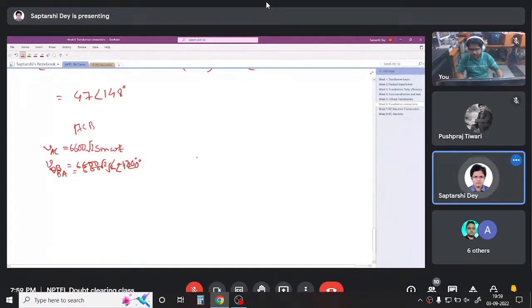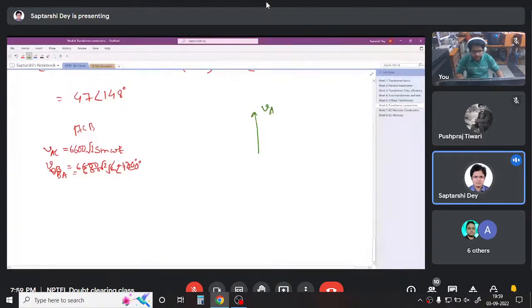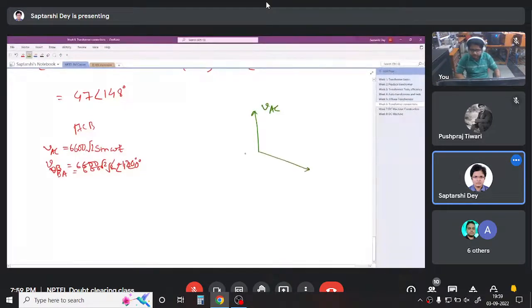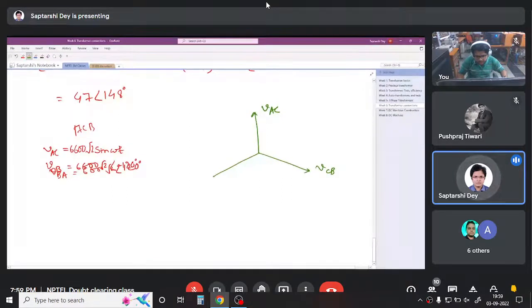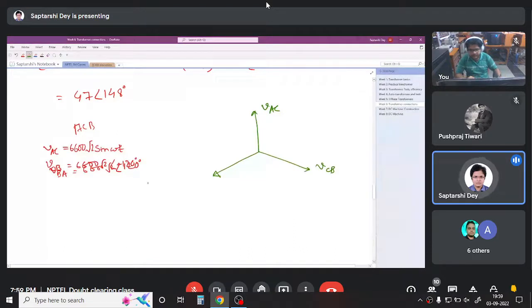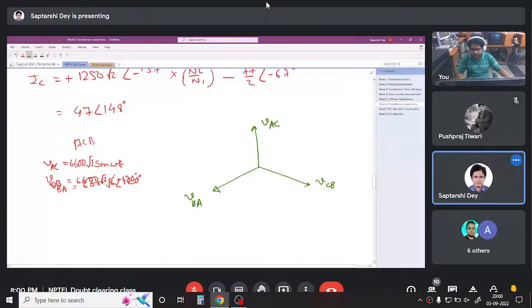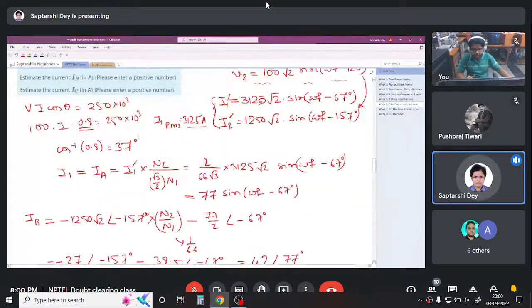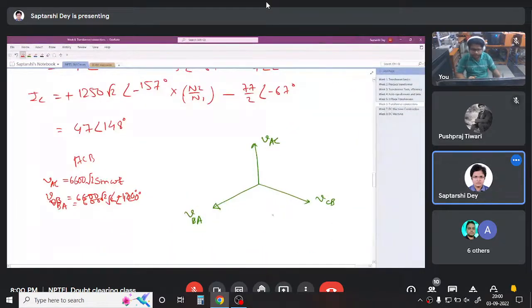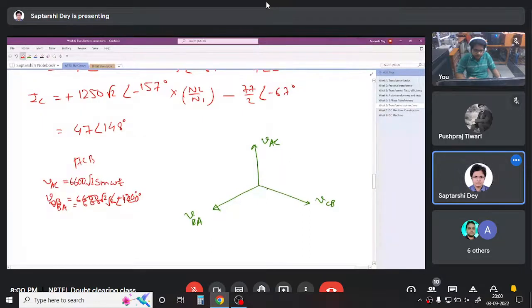A, C, B, we took AC as our reference, right? So this is VAC, then VCB. So in your exam or wherever, if you have another phase sequence, do not get afraid, just write the equations or phasors. There will be no chance of making mistake. AC, CB, BA, right? What about V2 and V1? V2, V1 we have seen, right?